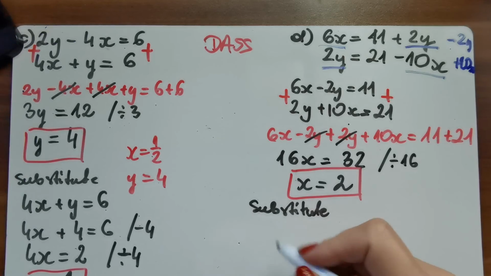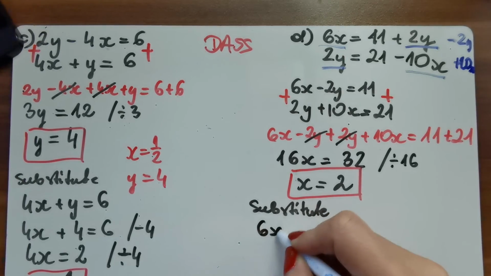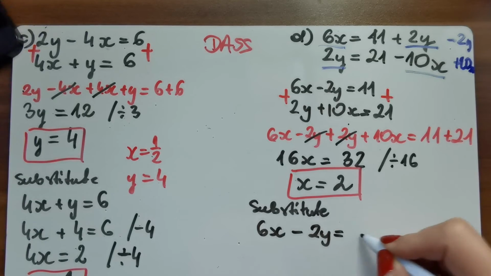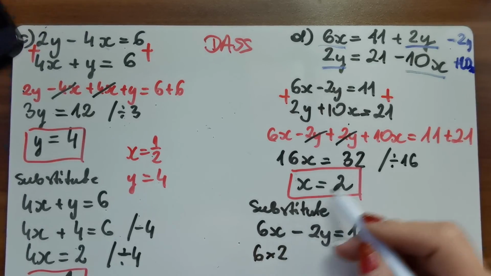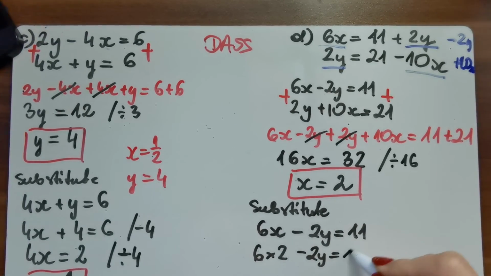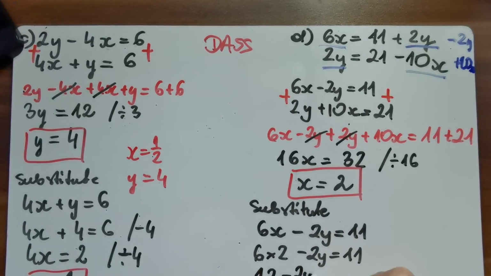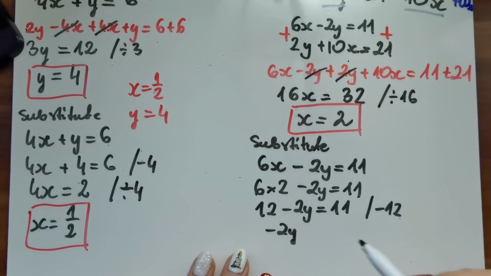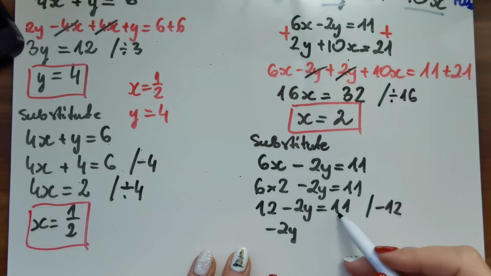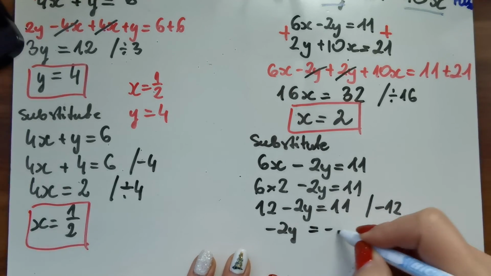Let's take the first one. So 6x take away 2y is equal to 11. So 6 times 2 take away 2y is equal to 11. So 6 times 2 is equal to 12. Take away 2y is equal to 11. I will take away 12 from both sides. So I will get 12 take away 12 will be 0. So I will stay only with negative 2y on the left-hand side. And must be equal to 11 take away 12, it will be negative 1.